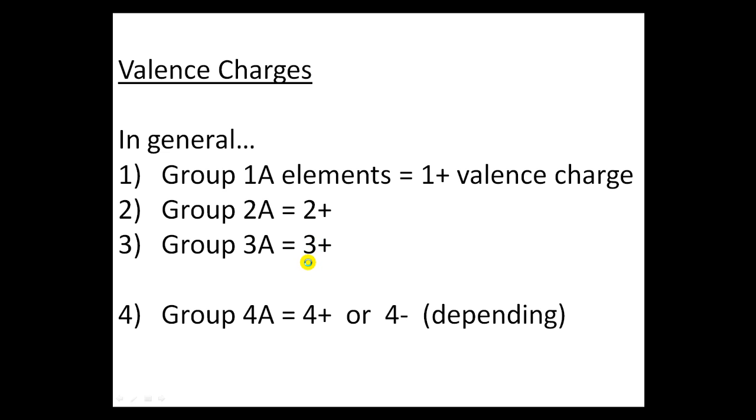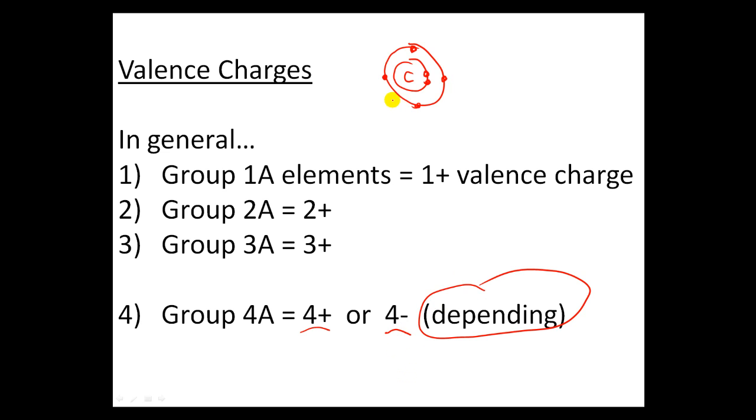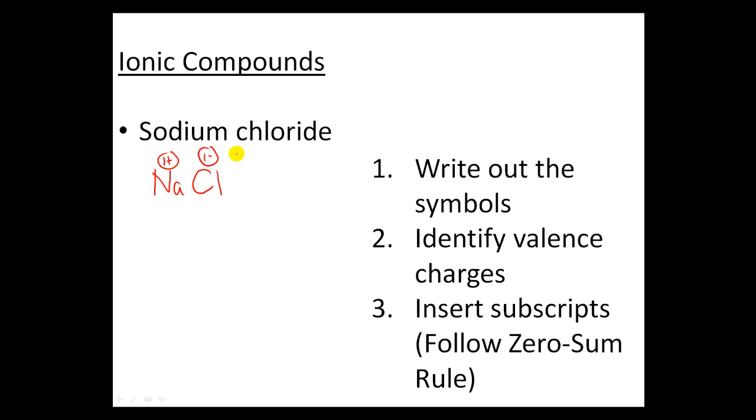Now group 4A, that's where things get a little weird because now you have a 4 plus or 4 minus charge depending on the situation. The reason behind that is because with carbon, for instance, it has 4 valence electrons, and in order to become stable, it could lose all 4, which means it will get a 4 plus charge, or it could gain 4 more, which means that it'll be a 4 negative charge over here. So since it's in the middle, it could go either way essentially, by losing 4 electrons or gaining 4 electrons, depending on which element it is bonding with.